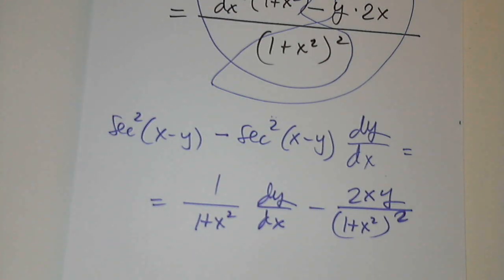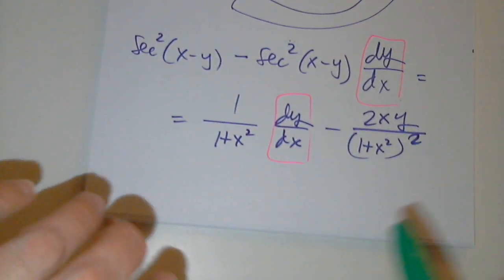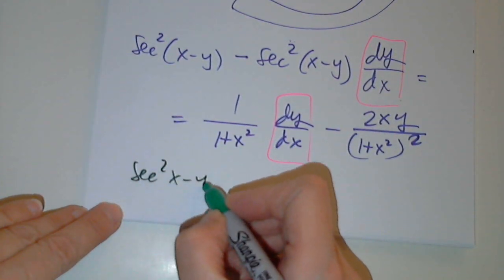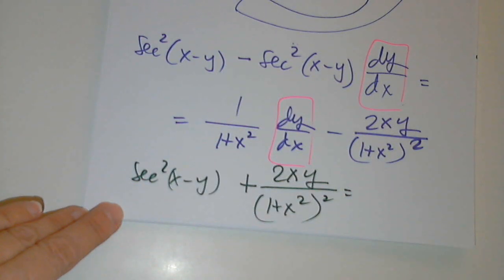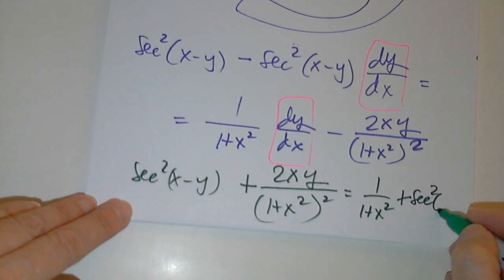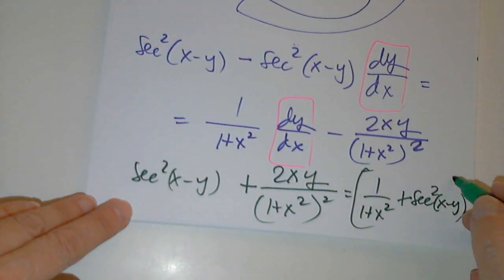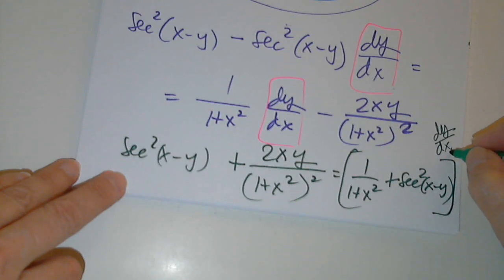Okay, now we are closer to our target because now this is completely separated from the rest. What I'm going to do is move this term to the other side and move this term to the right-hand side. Is that clear? Okay, so the left-hand side is secant squared of x minus y, plus 2xy over 1 plus x squared, squared. And the right-hand side is 1 over 1 plus x squared plus secant squared of x minus y. And I don't see any surprise. I ran out of room. So dy over dx is right in here.